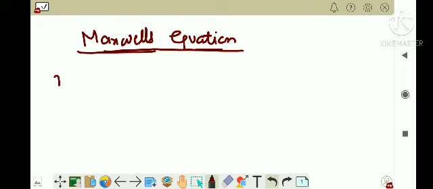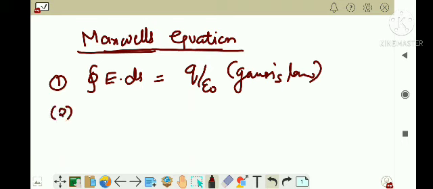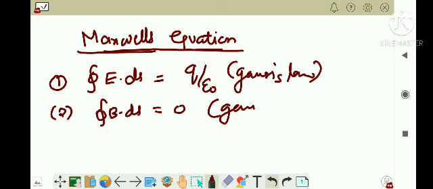So the first equation is something we have already learned. Integral E dot ds is equal to q by epsilon naught. What is this equation? Remember, this is Gauss's law in your electrostatics, right? Now the second law, integral B dot ds is equal to 0. Again, it is Gauss's law in magnetism, alright?